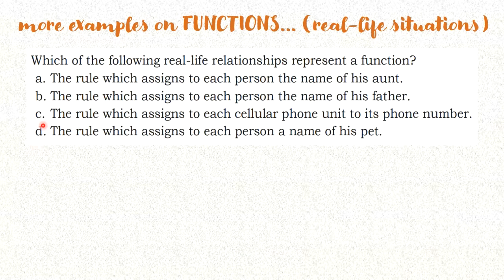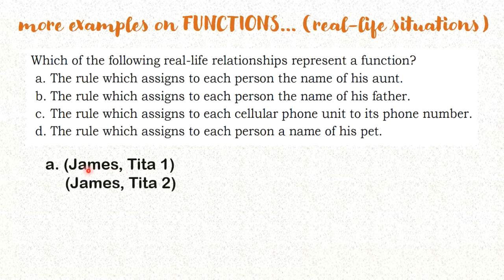Okay, so let's do it. The first one is the rule which assigns to each person the name of his aunt. Okay, tita. Okay, so let's say we have this person, James. Okay, meron siyang tita number 1.